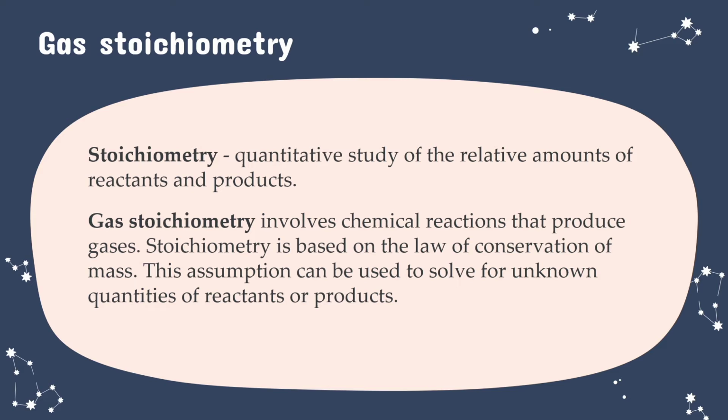So, what is gas stoichiometry? As we know, stoichiometry is the quantitative study of the relative amounts of reactants and products in chemical reactions, while gas stoichiometry involves chemical reactions that produce gases. Stoichiometry is based on the law of conservation of mass, meaning that the mass of the reactants must be equal to the mass of the products. This assumption can be used to solve for unknown quantities of reactants or products.